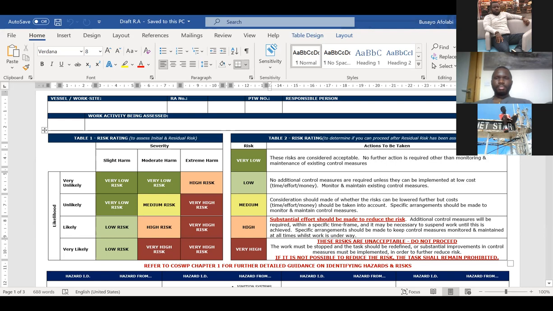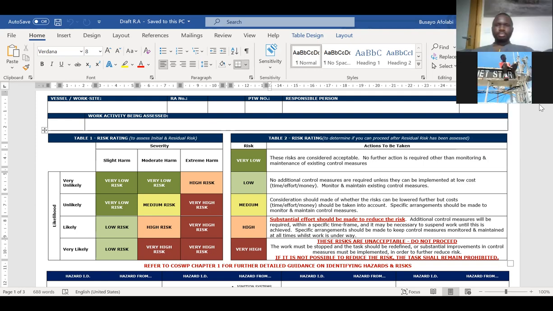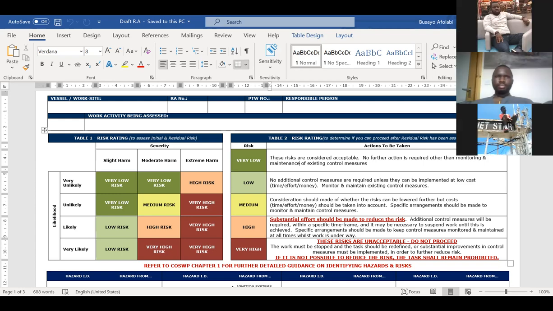So for this prototype risk assessment we have, the action to be taken is explained directly, if it is very low, low, medium, high, or very high. As you can see here, you see the action to be taken for very low, the action to be taken for low, and the action to be taken for medium, high, and very high. Last week, I remember telling us that before you go into a risk assessment, you must know definitely the operation you want to do. By the time you assess, you are going to get to know the risk involved.